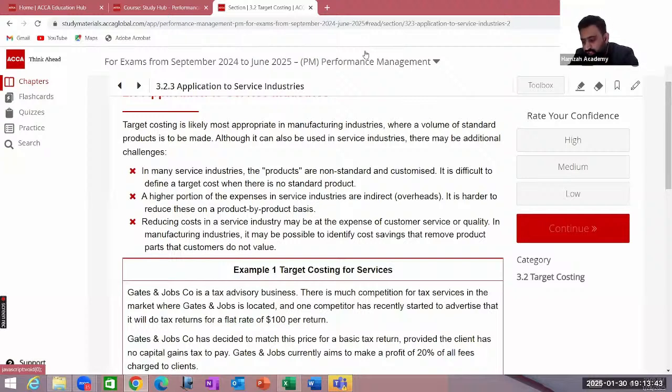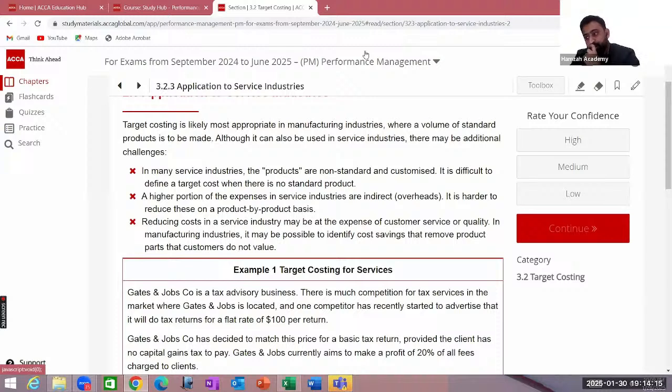A high portion of the expense in the service industries is indirect. It is harder to reduce these on a product by product basis. You can reduce the direct cost easily as compared to indirect cost. In manufacturing, obviously direct labor and direct material are a significant part of the cost. You can manage them. But in the service industry, the indirect costs are the significant ones. Reducing costs in a service industry may be at the expense of customer service or quality.